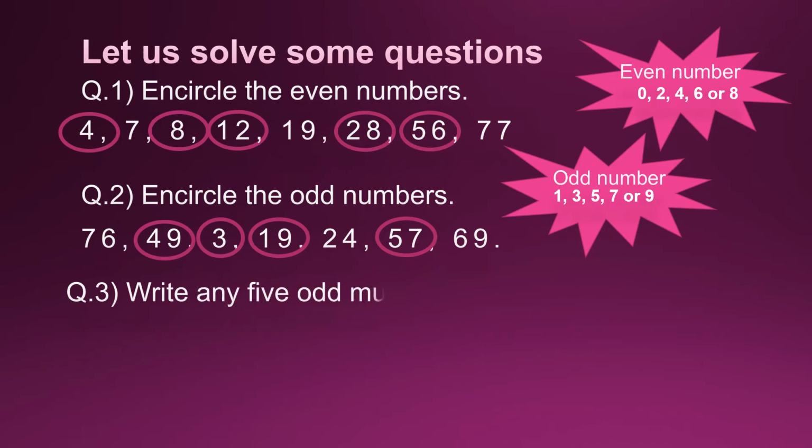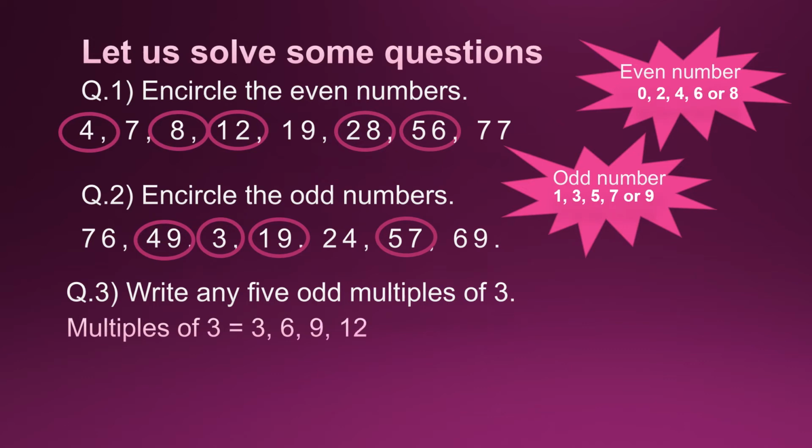Question number 3. Write any 5 odd multiples of 3. Multiples means tables. So multiples of 3: 3 ones are 3, 3 twos are 6, 3 threes are 9, 3 fours are 12, 3 fives are 15, then 18, 21, 24, 27, 30 and so on.